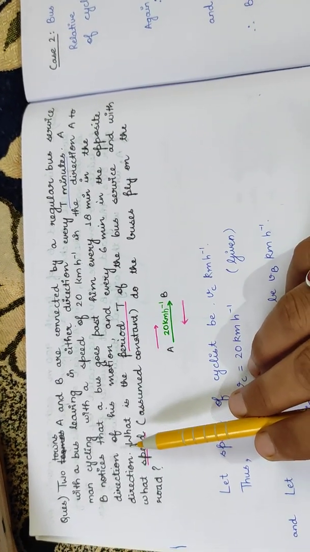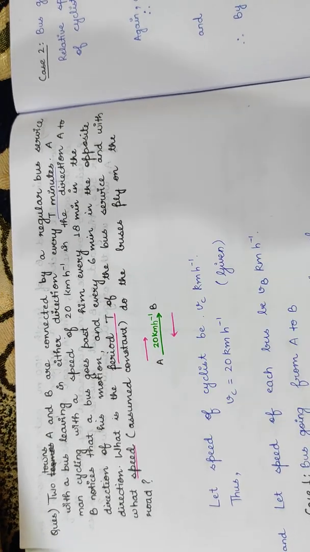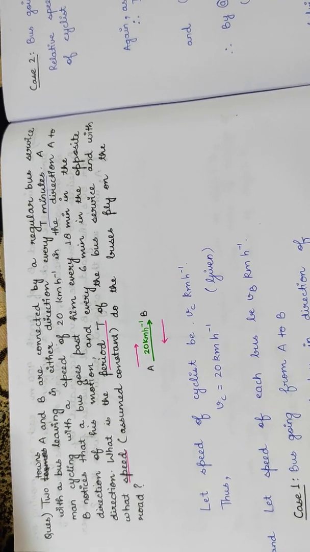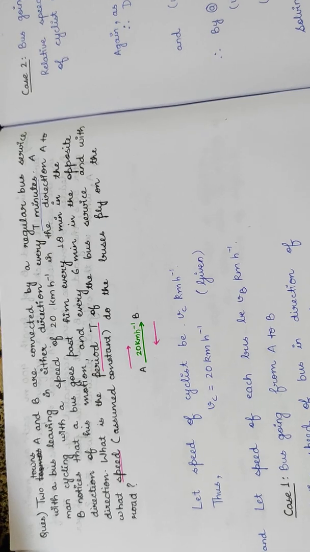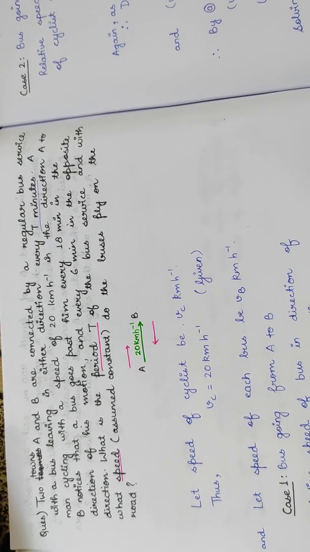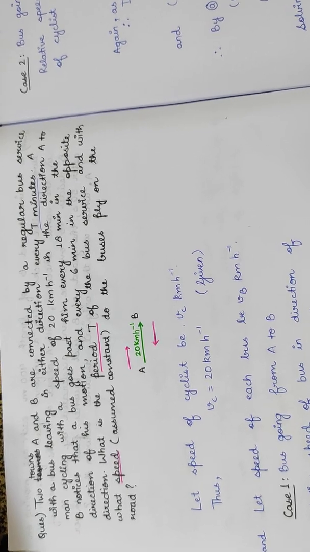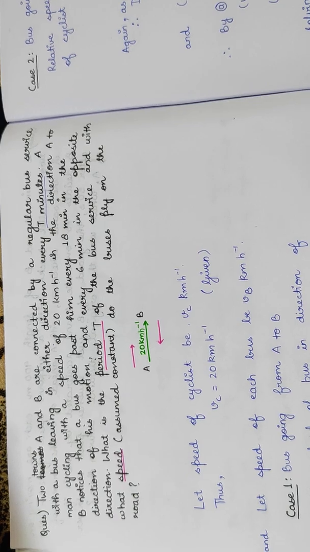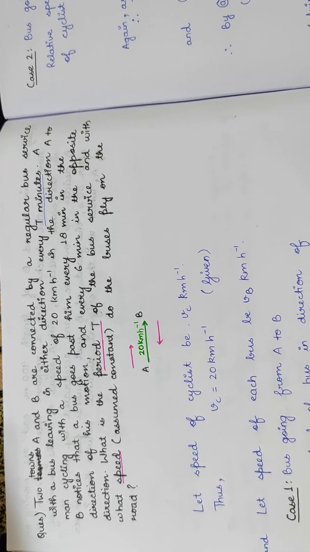Okay, understood the question? It is given that there are two towns A and B, and these towns are connected by a regular bus service, and the bus leaves every t minutes. So suppose a bus is leaving town A, and a bus is leaving from town B. Fine. Now after every t minutes again the buses will leave from those respective towns.